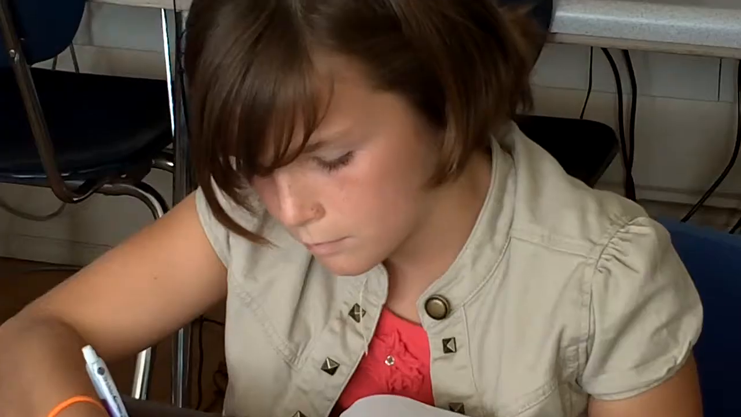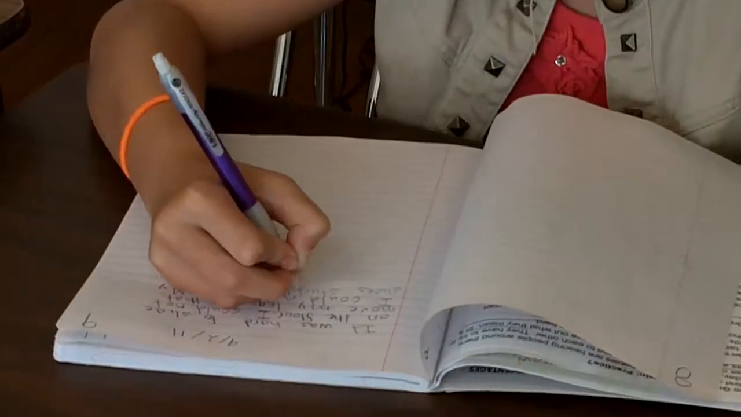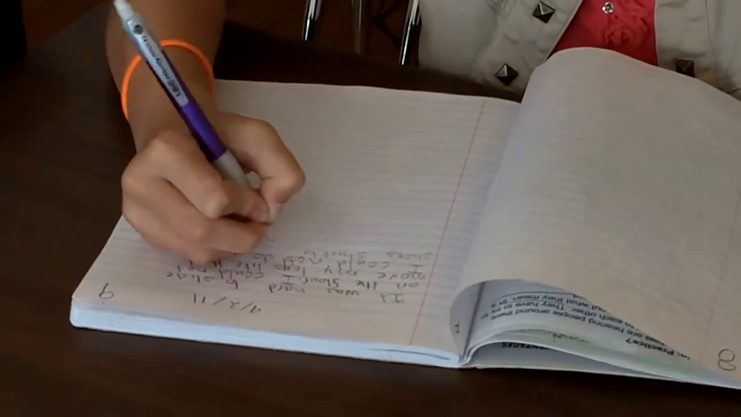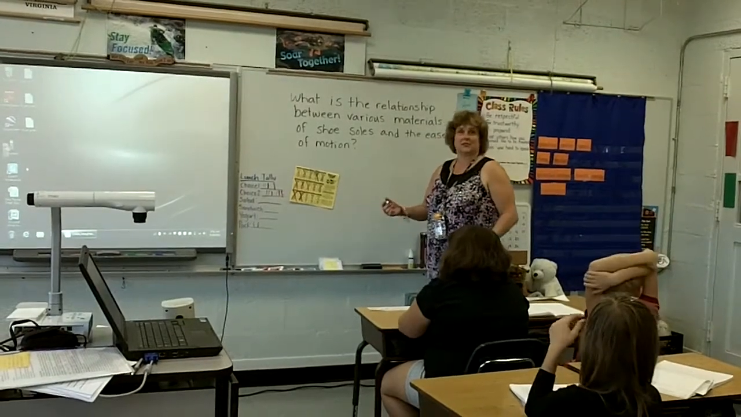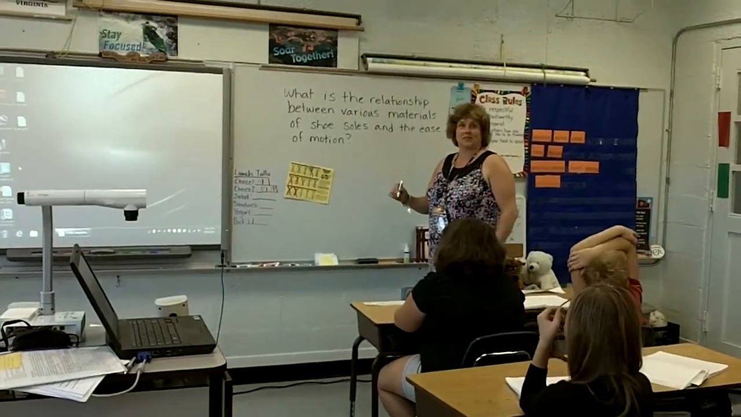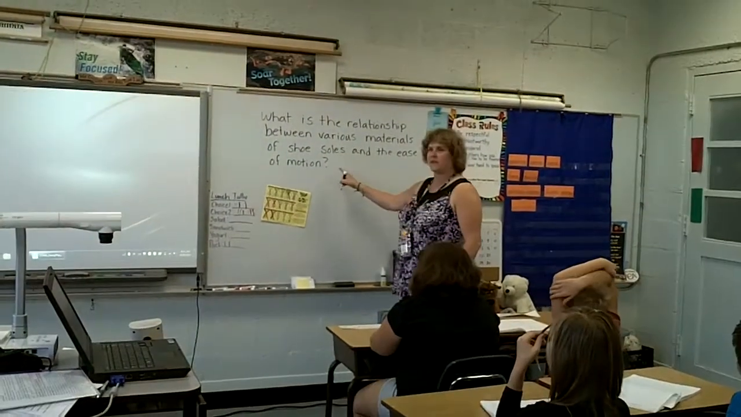The students are going to view a video of Michael Jackson doing the moonwalk and going to get a chance to try doing the moonwalk in the classroom, and then they will journal about how they think he was able to move so easily across the floor. From there, the teacher will present the investigation question, which is, what is the relation between various shoe sole materials and the ease of motion?